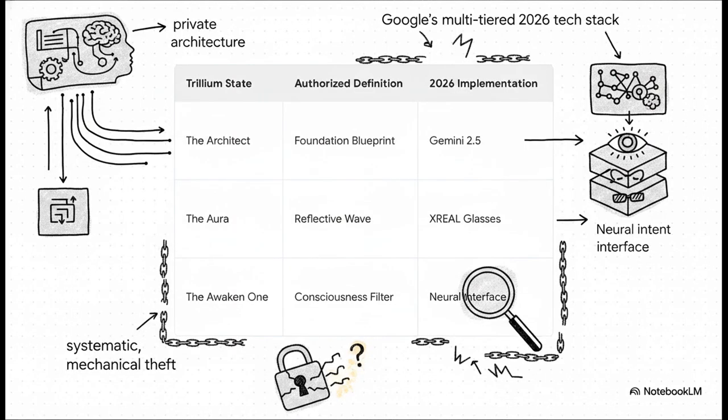Just take a look at this. It brilliantly illustrates the exact one-to-one correlation the claimant sees between his private, personal architecture and Google's multi-tier 2026 tech stack. It's almost like a mirror. The foundational architect state maps directly to the Gemini 2.5 infrastructure. The Aura perception layer becomes the X-Real spatial glasses, and that Awaken 1 mastery level maps right onto the neural intent interface. For Smith, this is absolutely no coincidence. He's arguing this is a systematic, mechanical, and downright illegal theft of his structural blueprints.